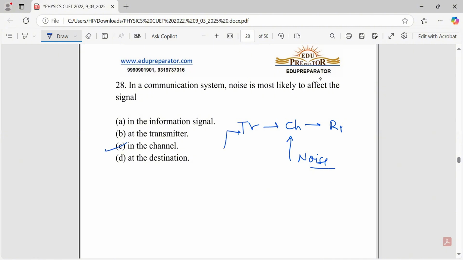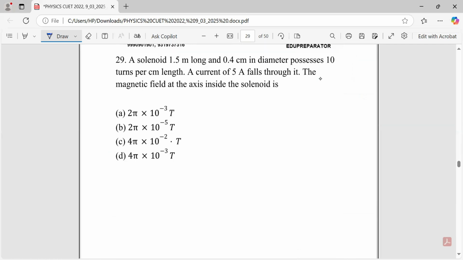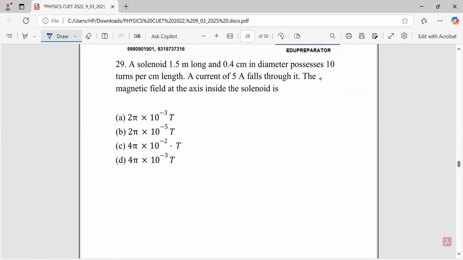And beta, here you have the information and here you have the user. These 5 are the elements of a typical communication system, right? So the sound noise will be added inside the channel. Now let us move to question number 29. Now this question number 29 is again for the application of formulas.